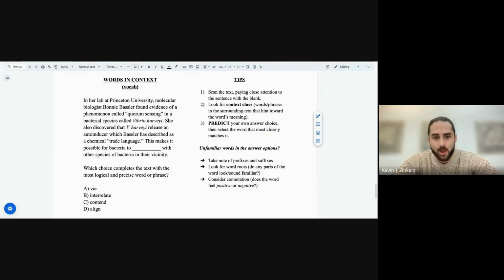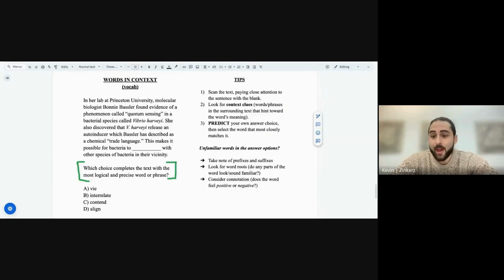So first thing to note is that these questions always are going to be worded along these lines. Which choice completes the text with the most logical and precise word or phrase? As you can see here, we have a short text and then we have a blank. So we're responsible for filling in that blank with the vocab word that best fits. Now, some tips for how to approach these.